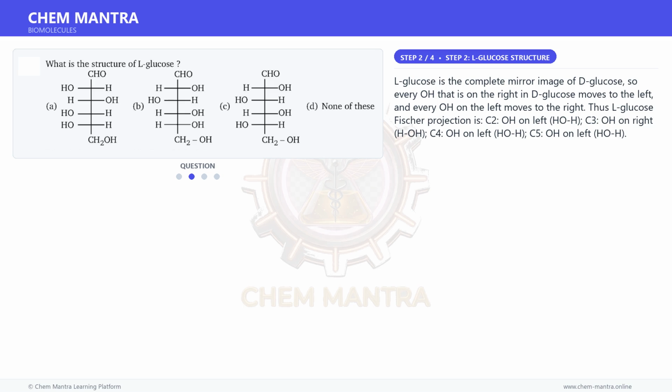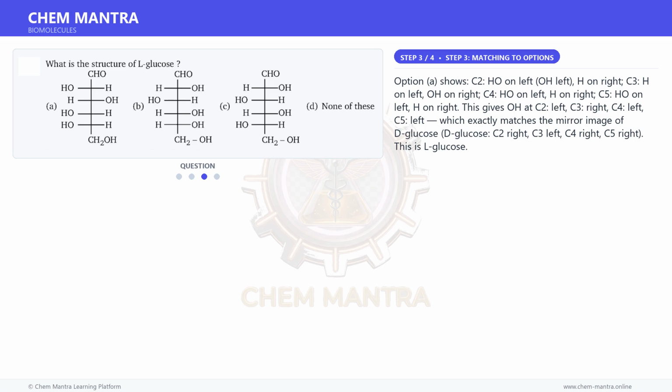Moving on to the next step. L-glucose is the complete mirror image of D-glucose, so every OH that is on the right in D-glucose moves to the left, and every OH on the left moves to the right. Thus the L-glucose Fischer projection is: C2, OH on left; C3, OH on right, HO; C4, OH on left; C5, OH on left.